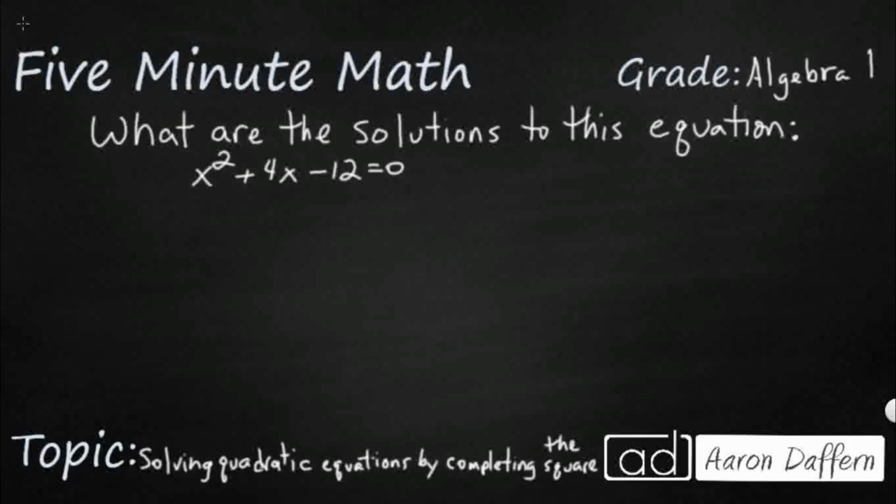Today we are looking at the Algebra 1 concept of solving quadratic equations, specifically how we can solve them by completing the square, and we'll do it in 5 minutes or less. So we have a very basic quadratic equation here, x squared plus 4x minus 12 equals 0, and we want to find the solutions. Well, we need to know what our target is.